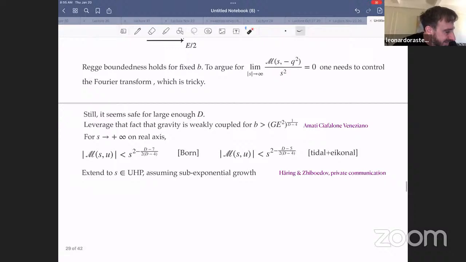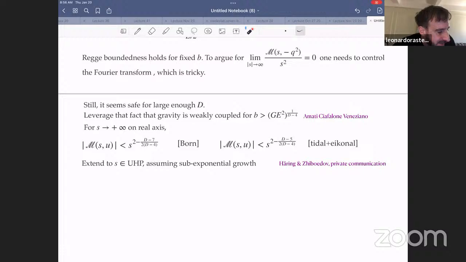Nevertheless, you can use the fact that for fixed energy and arbitrarily higher impact parameter, weak gravity is weakly coupled, this was noticed in some classic paper long ago. And so leveraging that and doing some clever estimates, you can actually argue that you can control the Fourier transform in sufficiently high dimension, rather safely in dimension greater than seven. And if you're willing to make a few still mild but more dynamical assumptions about what happens at slightly lower energies, for example, if you assume the tidal model, where you're resumming the leading contribution with the eikonal phase, then you can push this down to D equal to five.